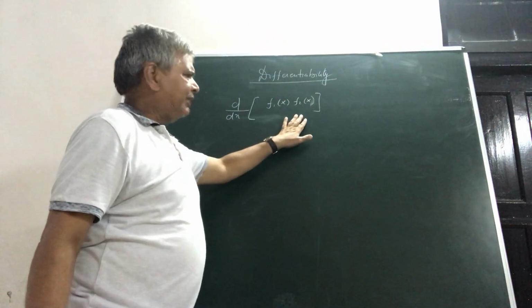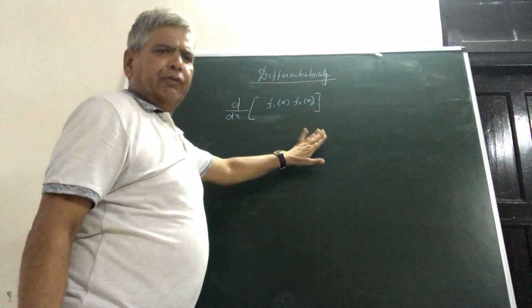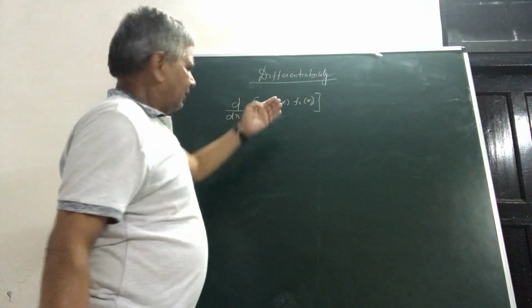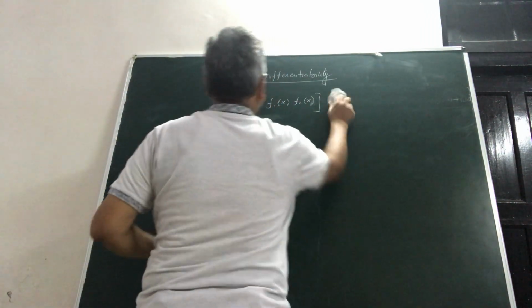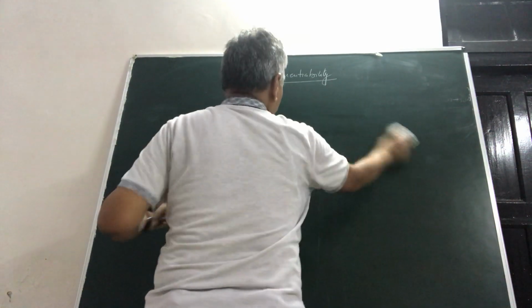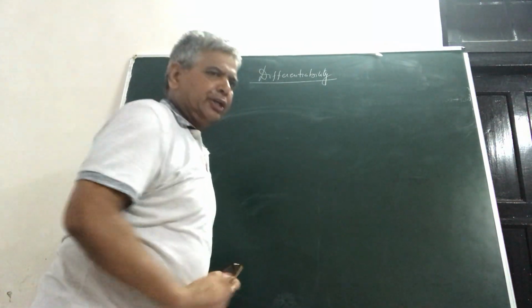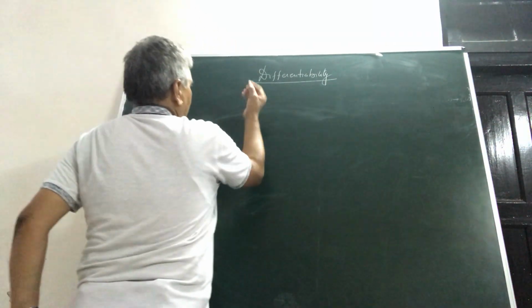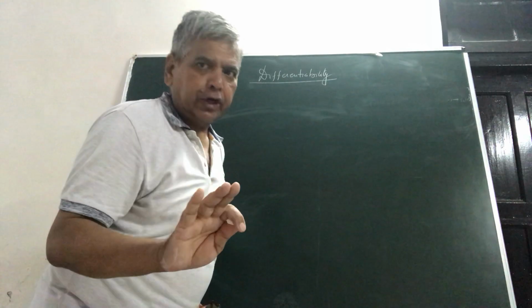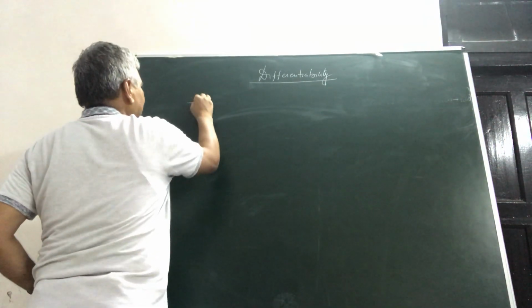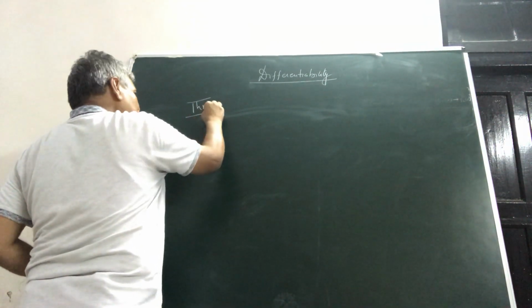In fact, I should have taken the proof of this thing first. Okay, let me take it. The proof will hardly take much time. So what is it? It says if a function is differentiable, then it will be continuous. Please see, and the converse is not true. So write down, this is a very important theorem, and you should know the proof.